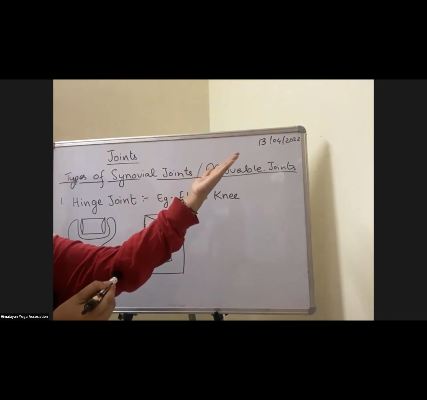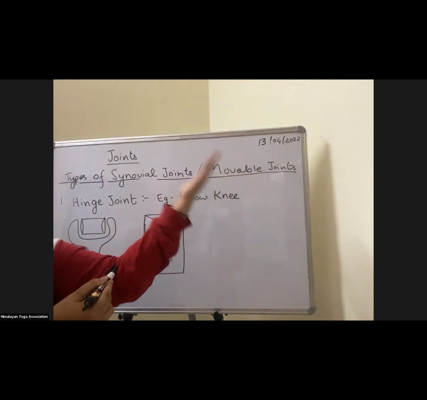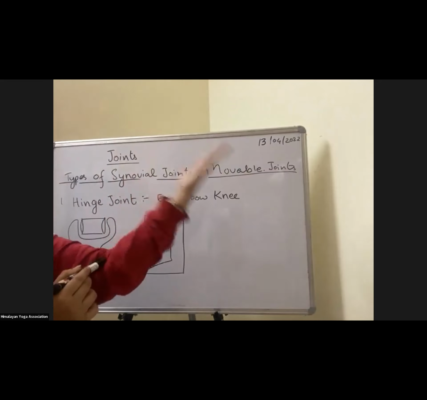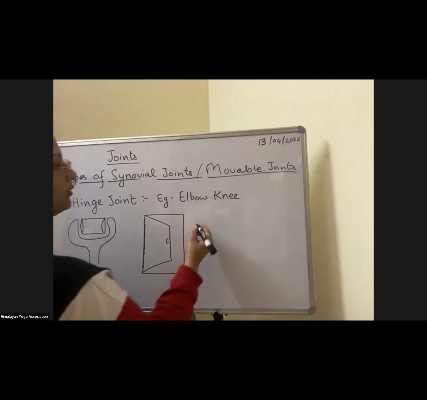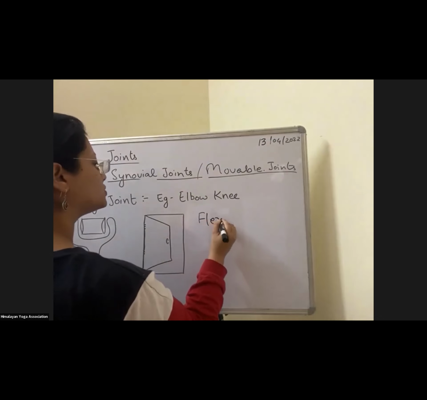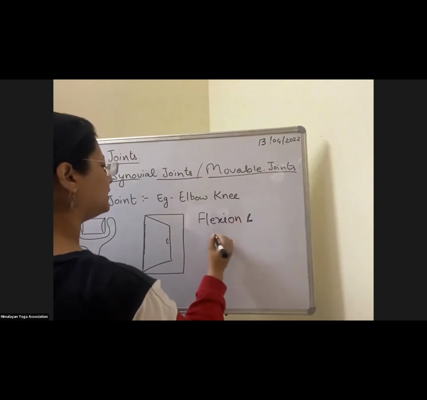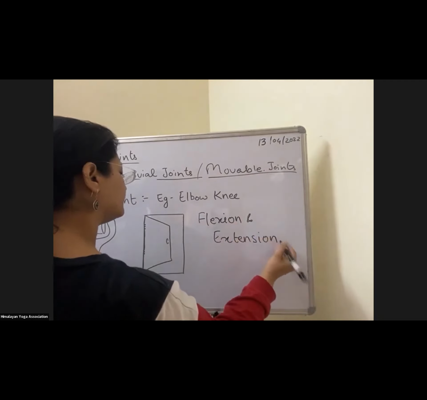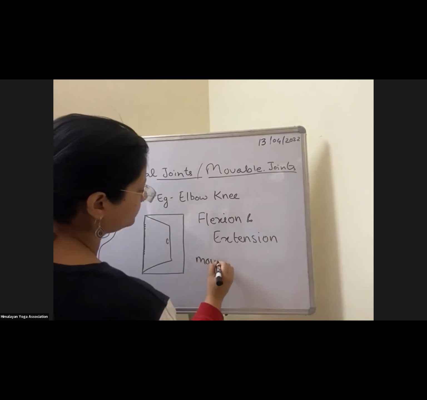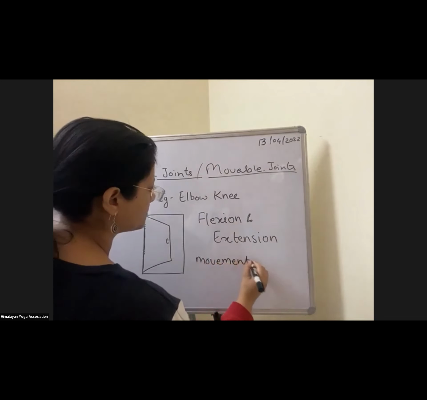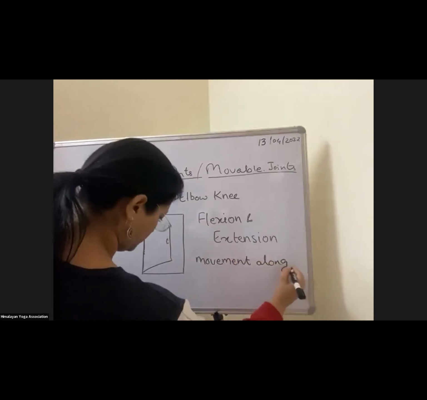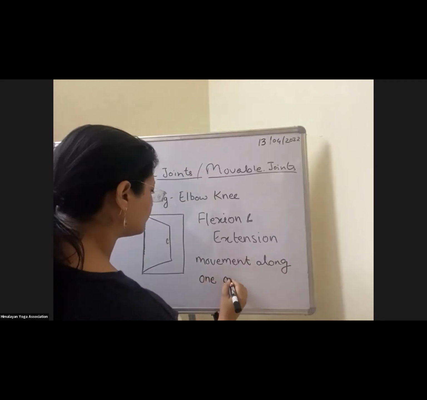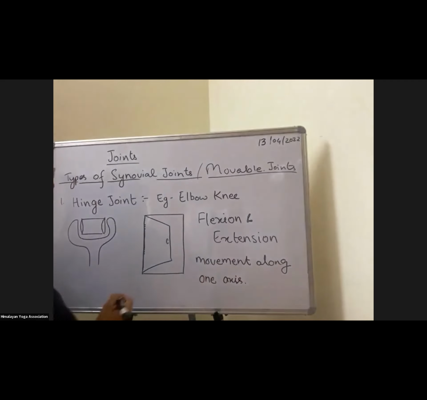This is the hinge joint, and because of this hinge joint, we have this movement of flexion, extension. So here in hinge joint, we have flexion and extension. It is movement along one axis.